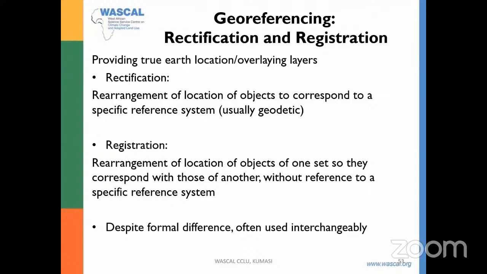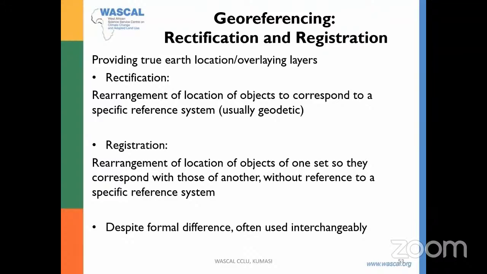In rectification, we are arranging the locations of objects to correspond to a specific reference system, and mostly we are talking about the geodetic reference system. But in registration, we can be rearranging locations to one set so that they correspond to another data set that we have, which we may not be specifically referencing to a particular reference system. So these are the two differences between rectification and registration.